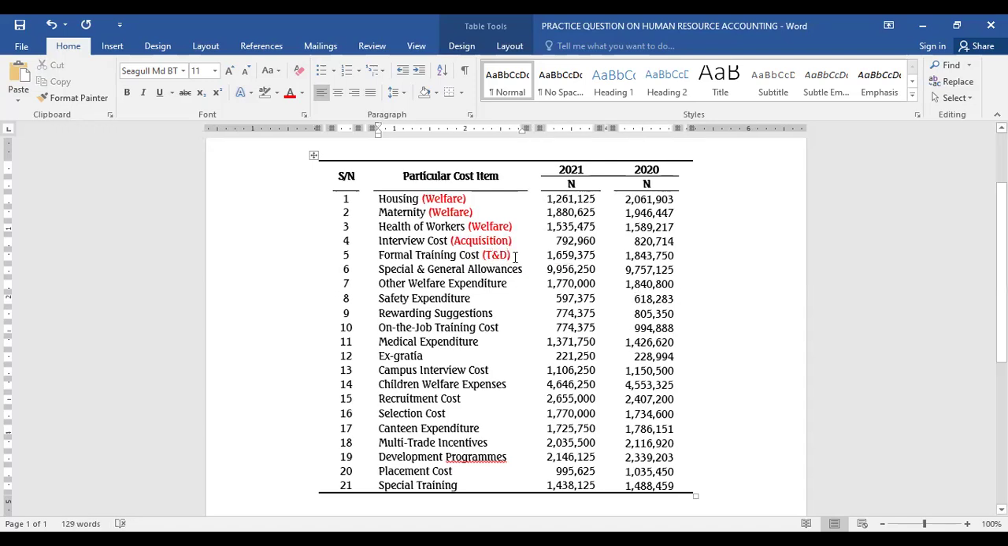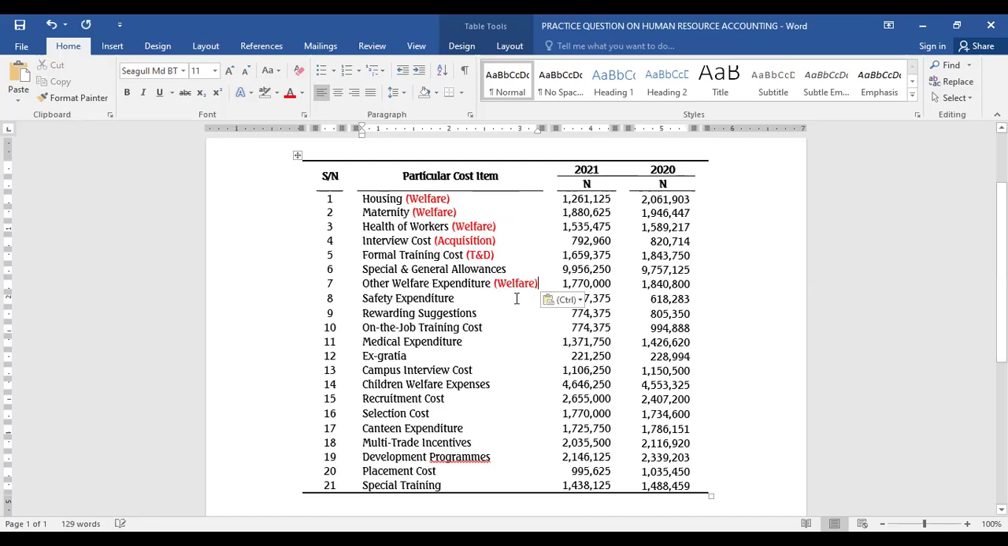Special general allowances. If you're not too clear, just leave it. Let's pick the ones that we are very clear about first, because sometimes the nomenclature of that particular human resource cost may not be too clear, such that sometimes judgment will be required. I would advise that you leave that one first. Then other welfare costs, of course, the name suggests that it's welfare. So if I were you, I'll just come here and put welfare in front of it. Safety and expenditure. Safety should fall between welfare and others. But we'll soon get to that.